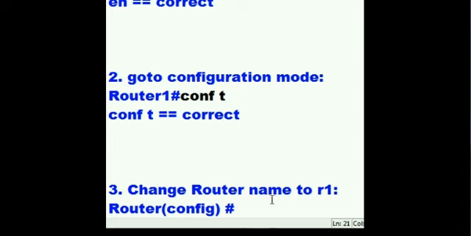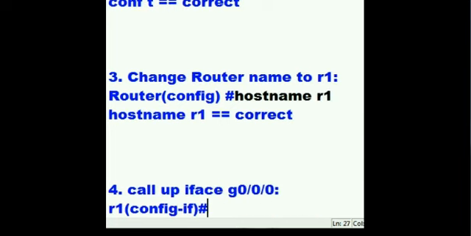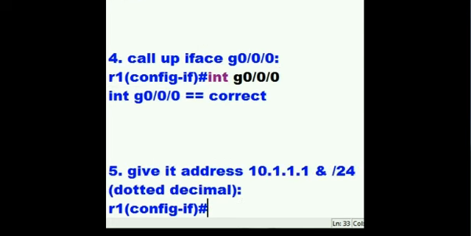Change router name to R1. There's only one way to do that. Host name R1. Hit enter, and it says correct. Call up the interface G000. Well, you key in int G000, and that's correct. Give it address 10.1.1.1 and /24 CIDR, in dotted decimal format though.